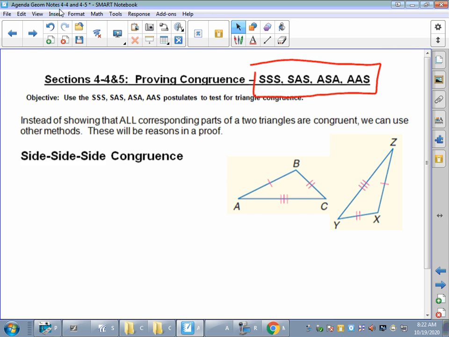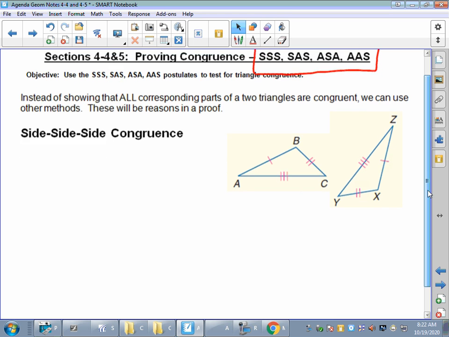Instead of in section 4.3, where we listed all the corresponding parts and then wrote the congruence statement in which the order matters, we can use some shortcuts. So we don't have to list every pair of sides and every pair of angles. We'll be dealing with all triangles.